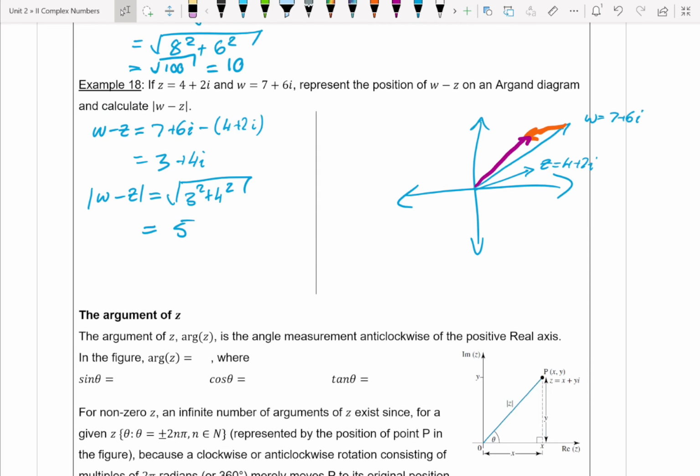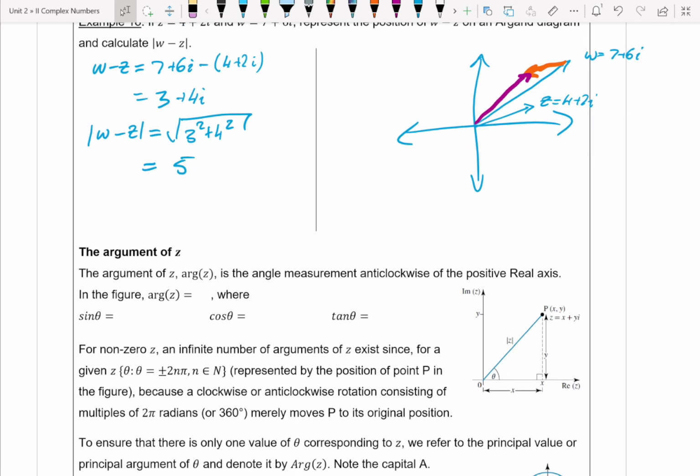Okay, the next property that we're looking at is the argument of z. So similar to how a vector has direction, a complex number has an argument. So in the figure, the argument of z is theta. So sine of theta gives us, let's break this right-angled triangle into opposite, hypotenuse and adjacent. Sine is opposite over hypotenuse, so that's going to be y over the modulus. Cosine of theta is going to be adjacent over the modulus, so that's x over the modulus. And then tan of theta is going to be y on x.